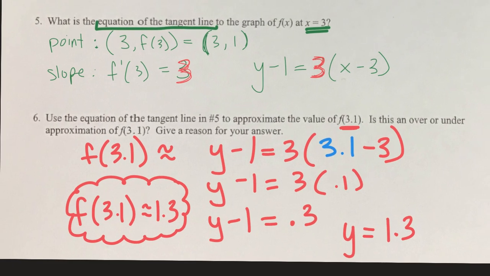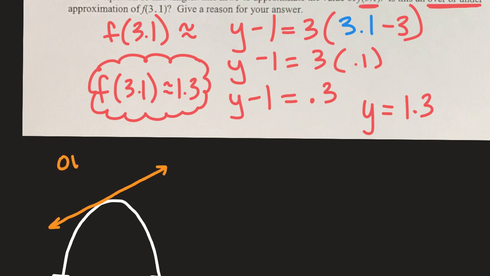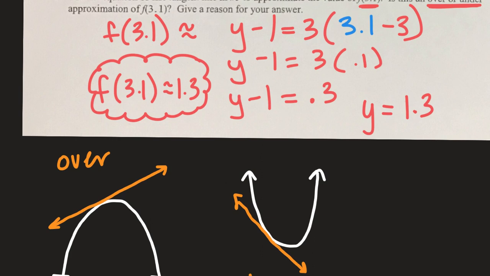Okay, so then, is this an over or an underestimate? Now, there were two ways that we determined that back in Unit 1. If our graph was concave down, then your tangent line approximation was always going to be above your graph, and we would have an over approximation. Now, if your graph were concave up, your tangent line approximation would always be underneath your graph, and you would have an under approximation. Literally, the y value is under what it's supposed to be.